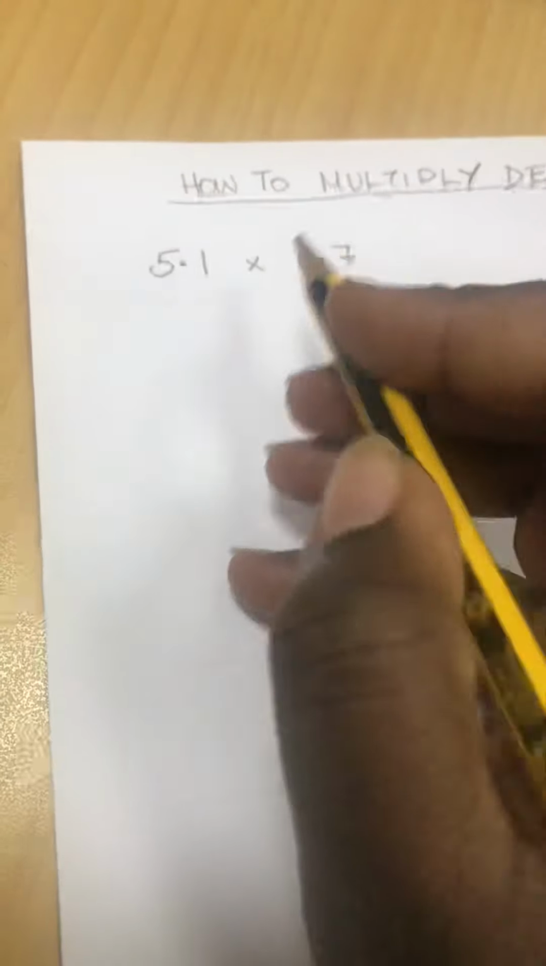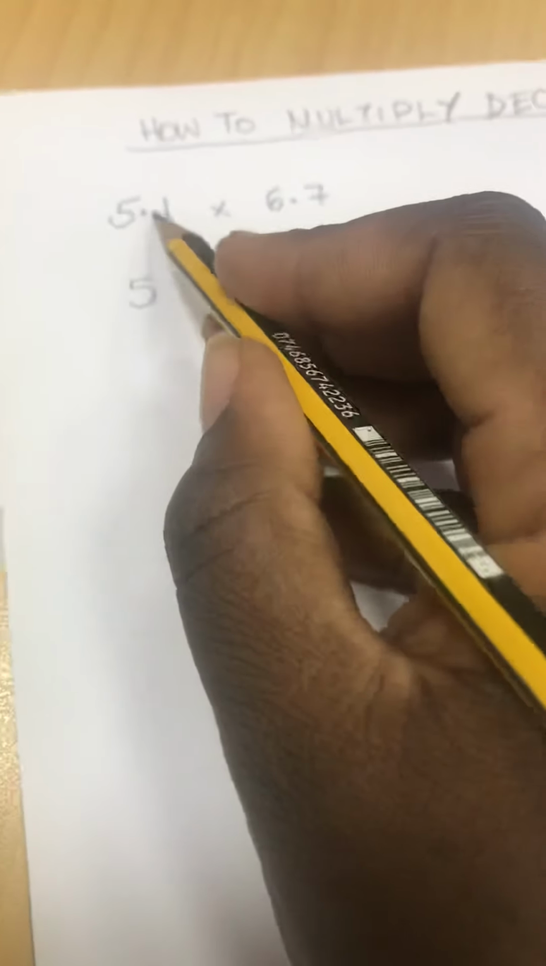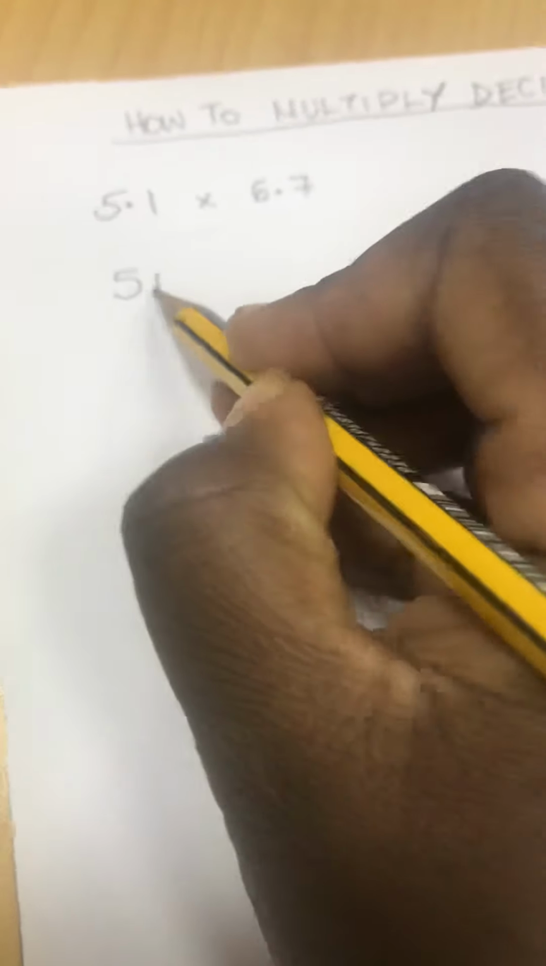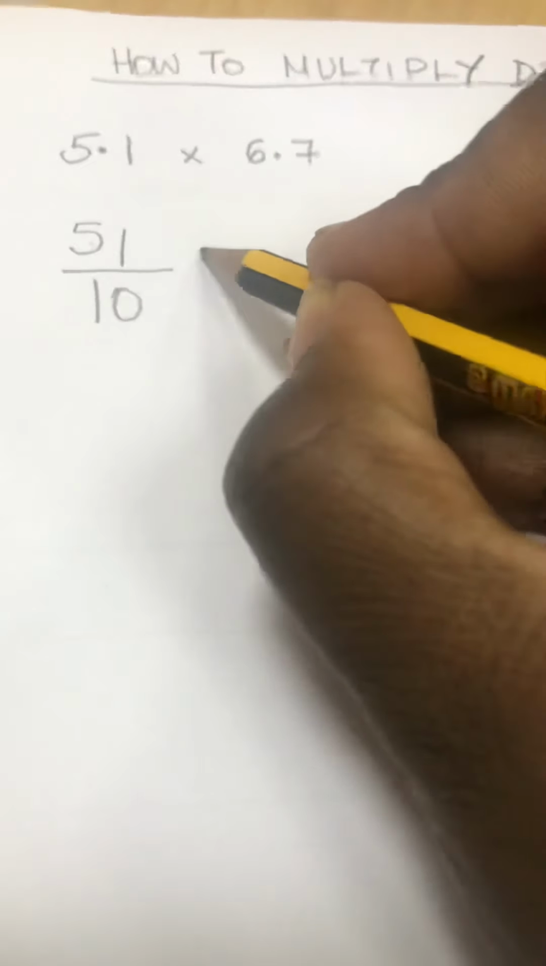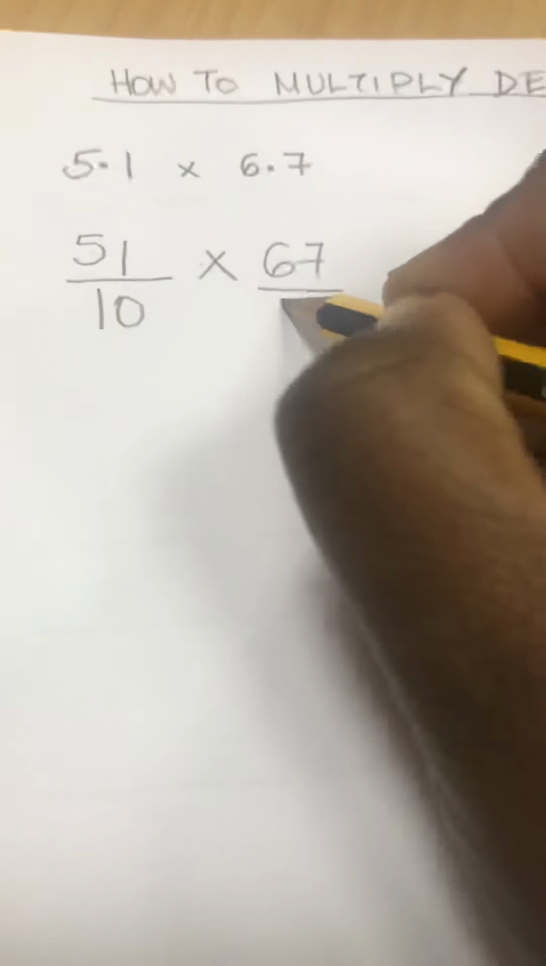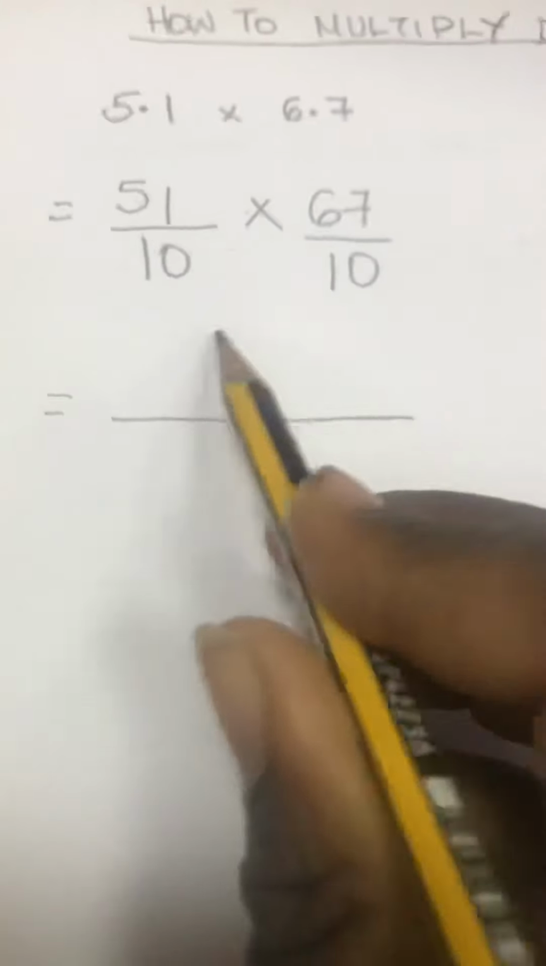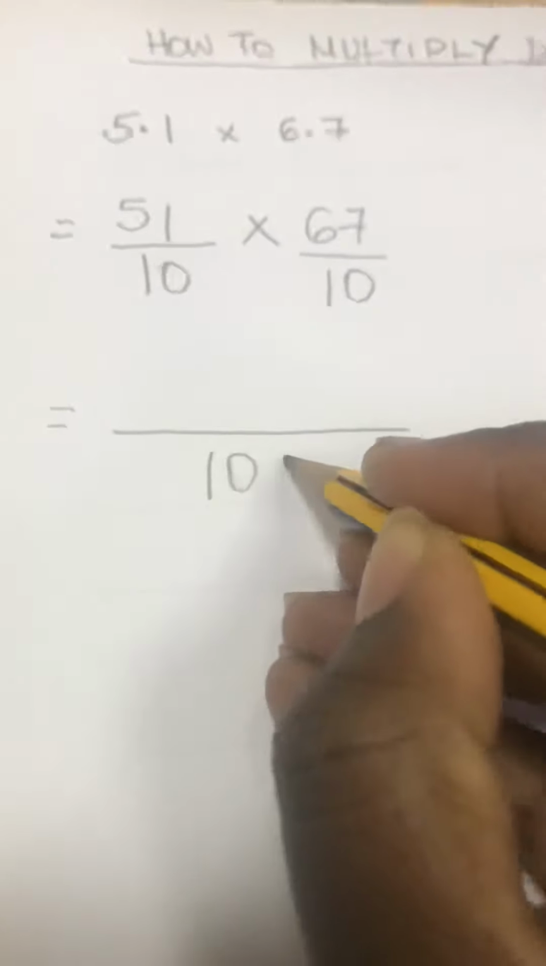So how do I read this decimal? This is 5 and 1/10. That means 51/10. And then I will multiply with 67/10. Then we learned in term 1 how to multiply fractions. So you will multiply your denominators and your numerators. So 10 times 10 is 100.